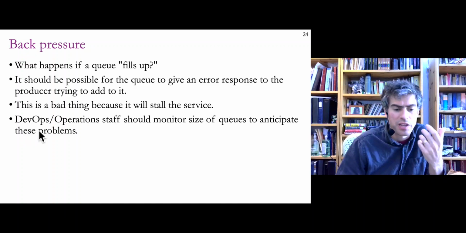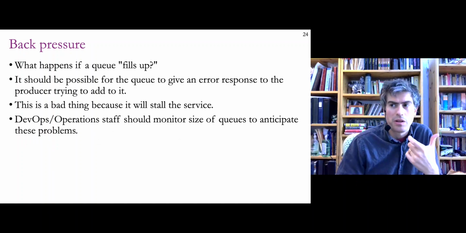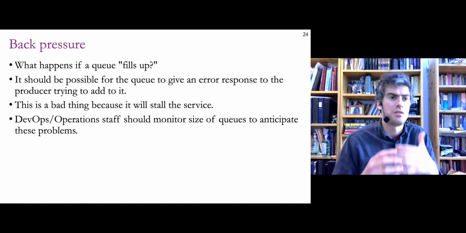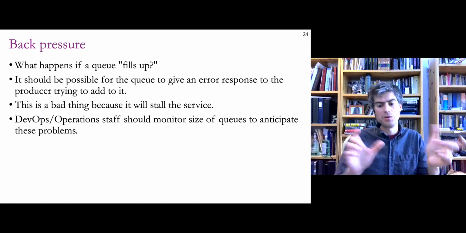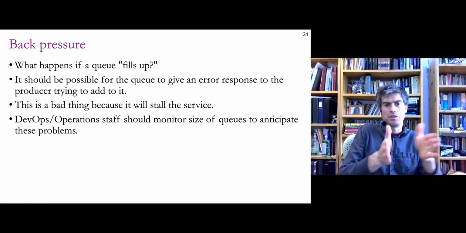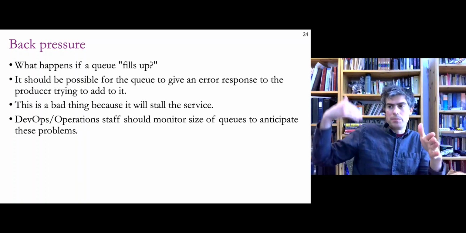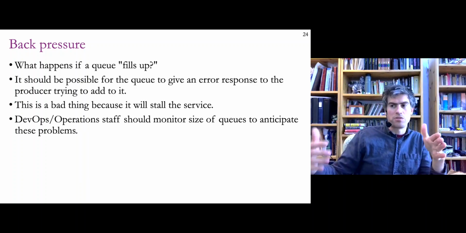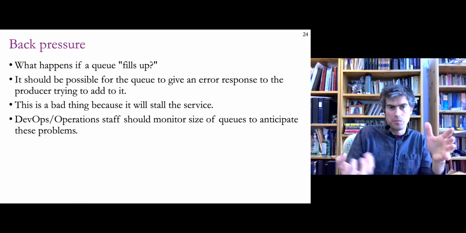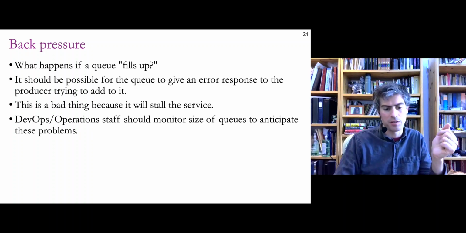So in practice, you usually have your DevOps staff monitoring the size of queues to operationally determine whether the system is running well, whether there's an imbalance between producers and consumers. If they see the queues start to build up, they should add more consumers to shrink the queue, right? To pull stuff off the queue.